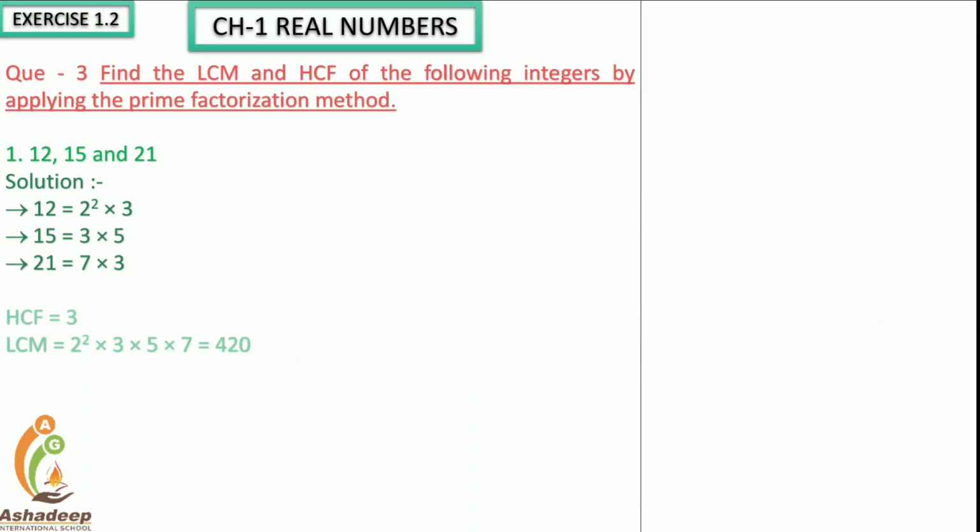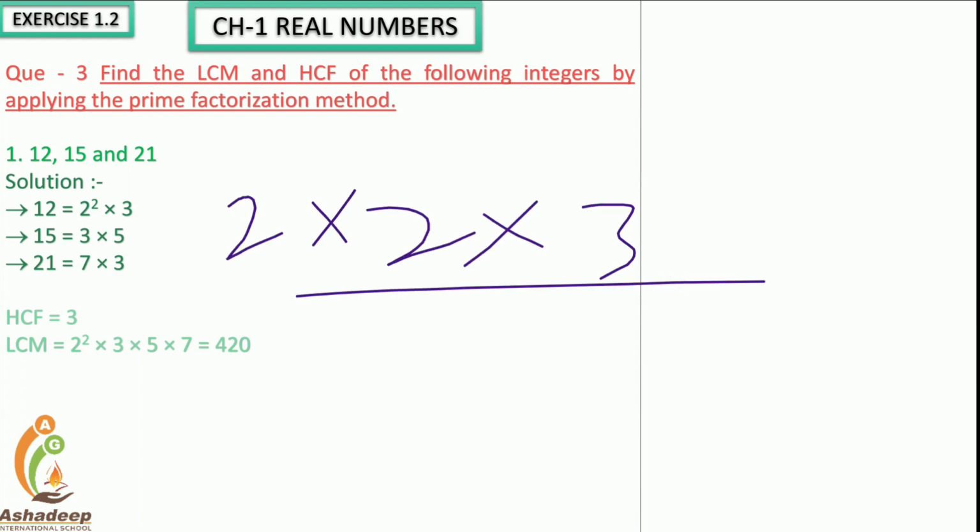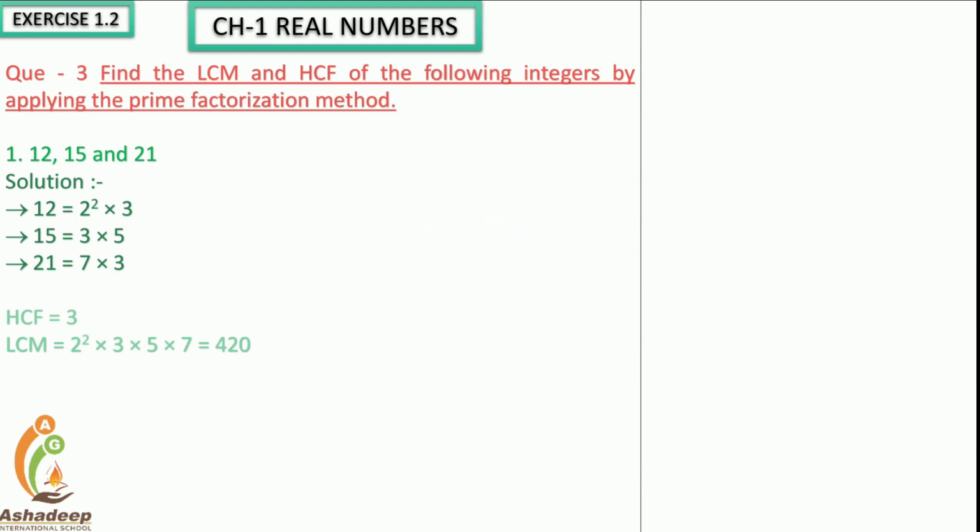What is question number 3? Find out the LCM and HCF of the following integers by applying the prime factorization method. What is prime factorization? That we already know. We need to find the prime factors of 12, which is 2, 2s are 4, 3s are 12, so 2 square into 3. Similarly for 15, it is 3 into 5, and 21 is 7 into 3. Now we need to find the HCF. What is common? The common number is 3.